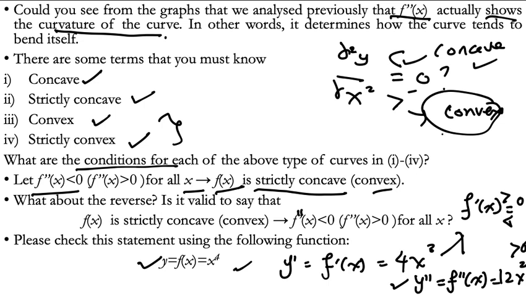Now, if the curve is convex, is it convex or strictly convex? Okay. How do you check it? It is very obvious that for all x here, when you square it, it becomes positive. So y double prime is always positive for all x, isn't it? Then it is very clear that it is strictly convex. Okay.